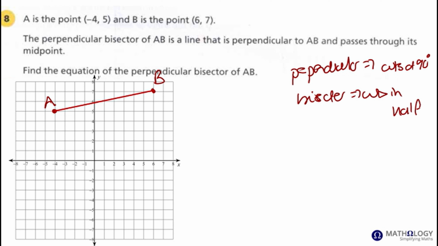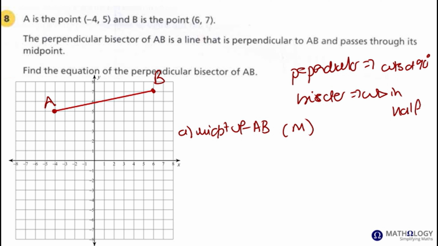So we're looking for a line that cuts AB at 90 degrees, but it also cuts AB in half. That means we need to find the midpoint of AB, and we'll call that M. The perpendicular bisector of AB is a straight line passing through the midpoint of AB, so passing through M, but that line is also perpendicular to AB, so it cuts AB at 90 degrees.